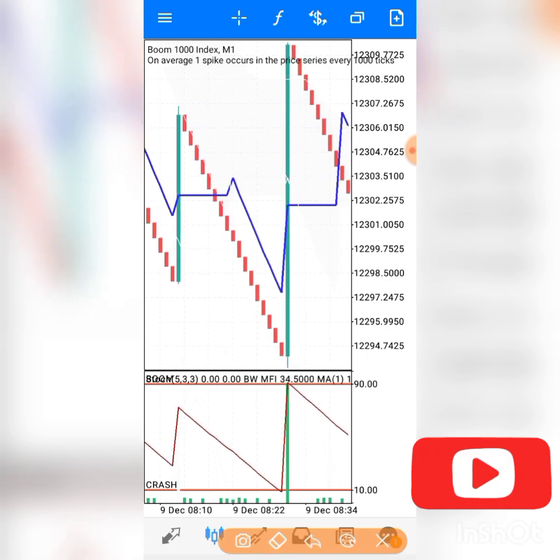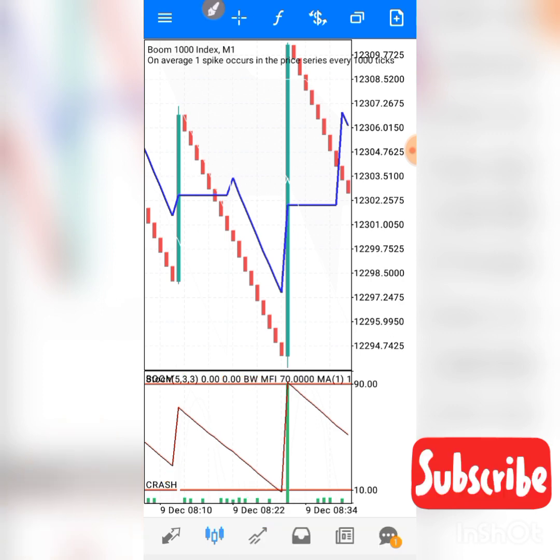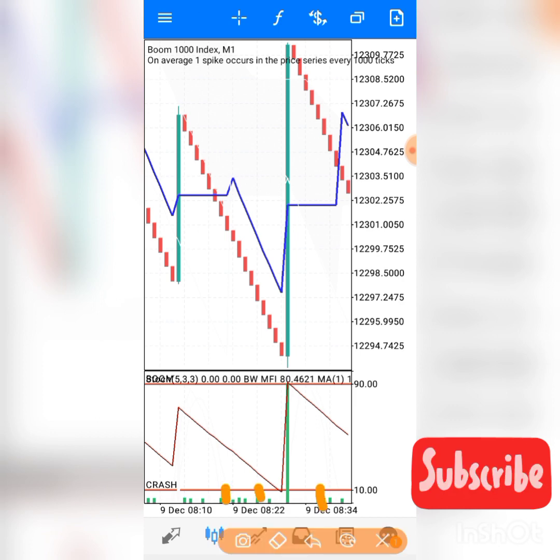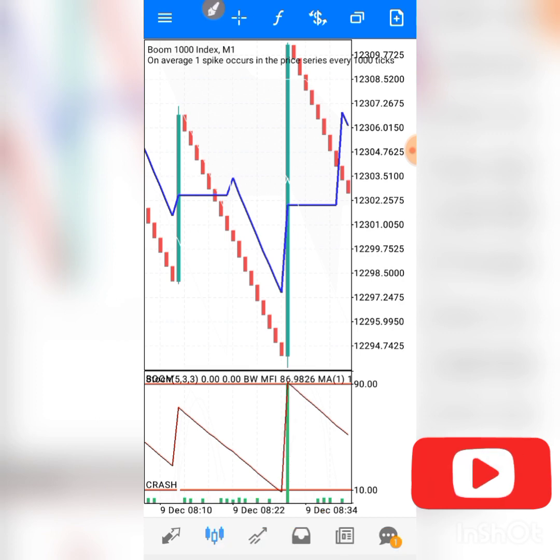So you see, this is the moving average, color red, and this is the stochastic. Yes, the stochastic. See, the top is boom, then the crash is down here. And then this is the market facilitation, the one with the lines. That's the market facilitation. So how do we use this strategy?